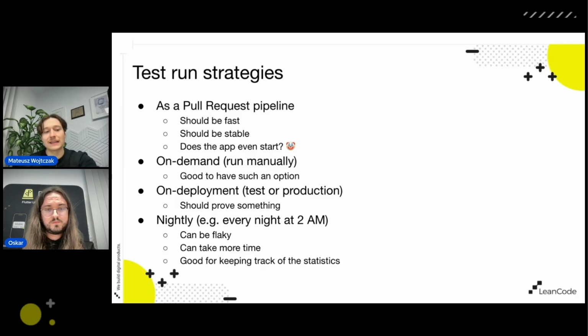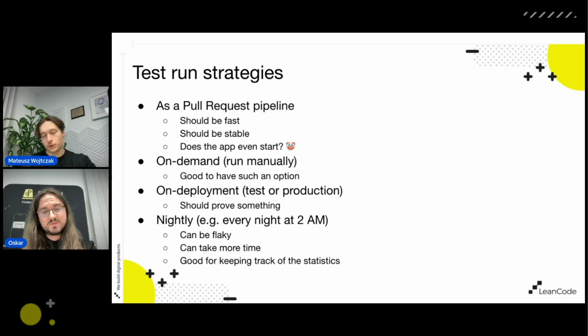Last but not least, nightly builds. This is one of the, I think, the most popular options, and it's very nice, and we recommend it to everyone. This is when you run tests every night at 2 a.m., for example, when nobody's working and you don't block anyone, and you can just run some infrastructure and you can run tests for 4 hours.